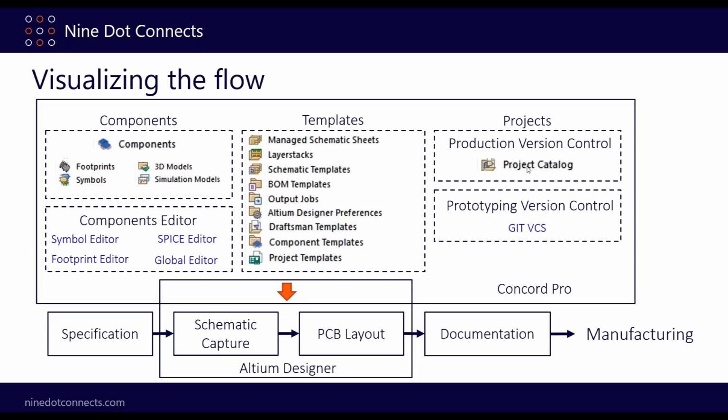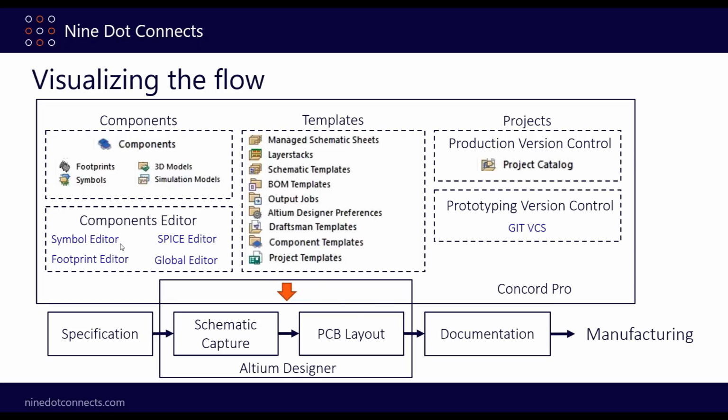So when you're ready to do a formal release, you put it into your Concord Pro. But in the meantime, when you're working on it, you'll use something called the Git VCS, which is very similar to Subversion, though Altium has now moved over to Git. And yes, if you do have a Subversion repository, you can redirect it to use that. But the default now is Git when you install this whole thing.